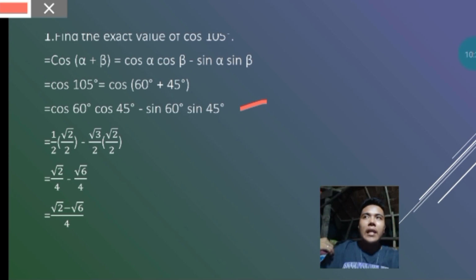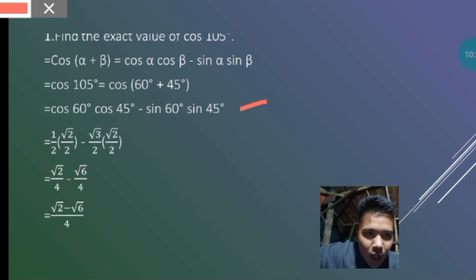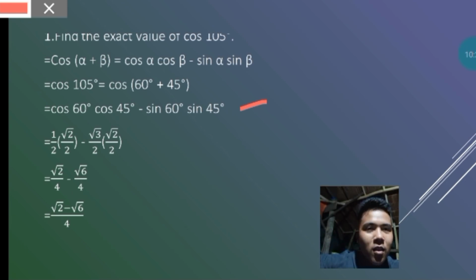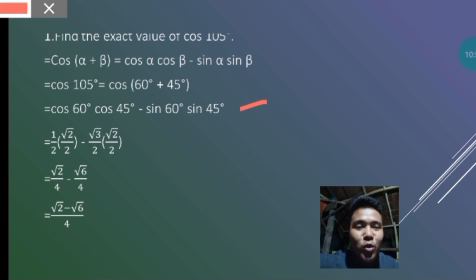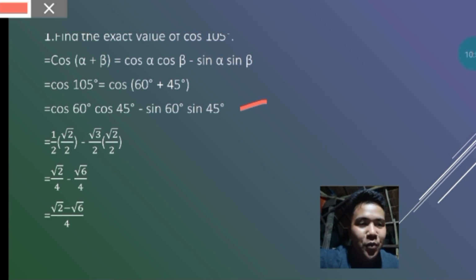So it is a common topic. We already discussed that. It is a radical. Okay, radicals. So then 2 times 2, 4. Then you can come up with the answer: square root of 2 over 4 minus square root of 6 over 4. Since they have the same denominator, you can make it as one fraction. So we have a final answer for cos 105 degrees. The exact answer would be square root of 2 minus square root of 6 over 4.